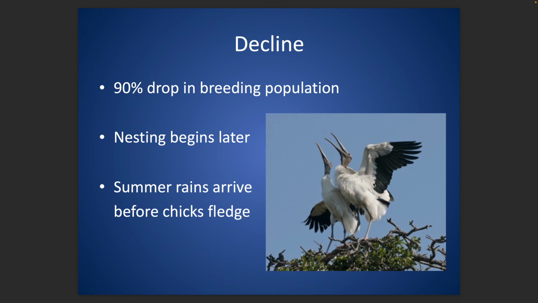Anyway, really large reduction in the breeding population, and their nesting has been changing. The issue is that the rains and the flooding are happening at a different time than the chicks are fledging, so they're not able to feed their babies as well as before.